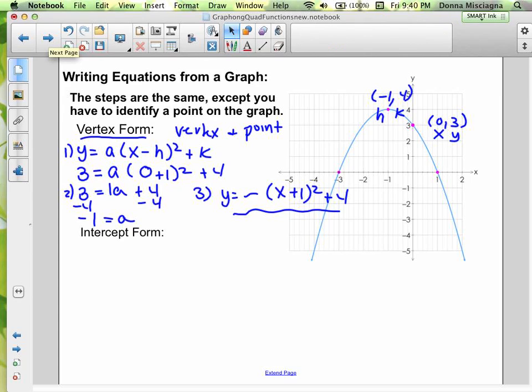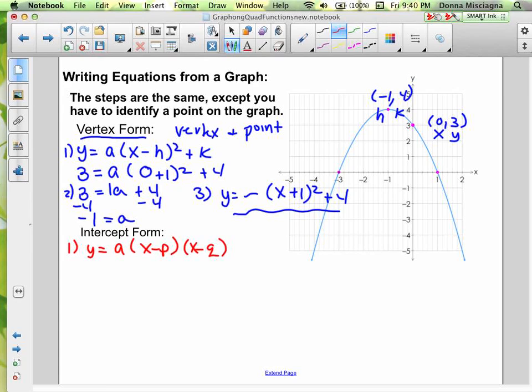Let's do the same thing, but let's find our equation in intercept form. All right, so step number 1, we need intercept form. So that's going to be y equals a times x minus p times x minus q. Since I've already labeled 0, 3 as xy, let's just use that point again. Right? And now we can use the points. We need to use our x-intercepts, negative 3, 0, and 1, 0. And one of them has to be p, and the other one has to be q.